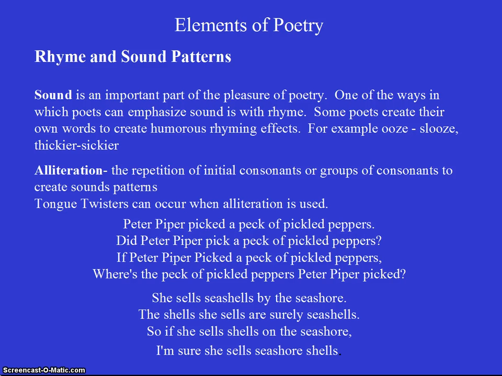The other classic tongue twister many of you know about: she sells seashells by the seashore. The shells she sells are surely seashells. So if she sells shells on the seashore, I'm sure she sells seashore shells. Yes, Miss Malloy is having tongue twister issues. So those are some examples and ways that you can use sound and alliteration in your poetry.